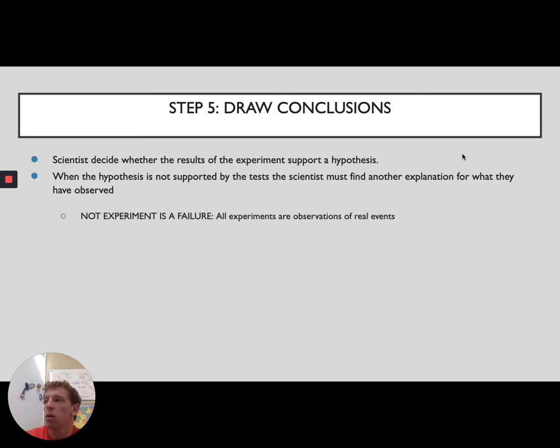No experiment is a failure. All experiments are observations of real events. So the one I go back to with this is Thomas Edison. He used thousands of different combinations trying to make the light bulb, or the perfect light bulb.